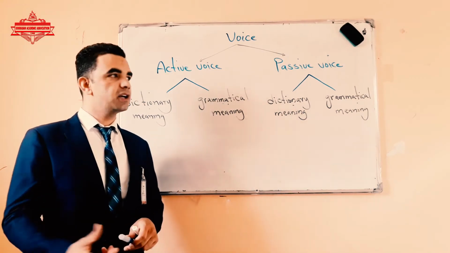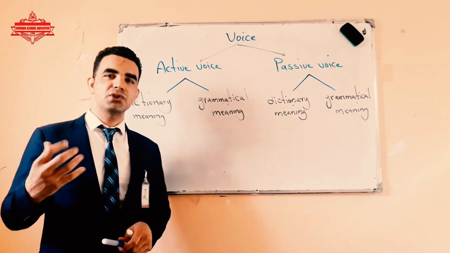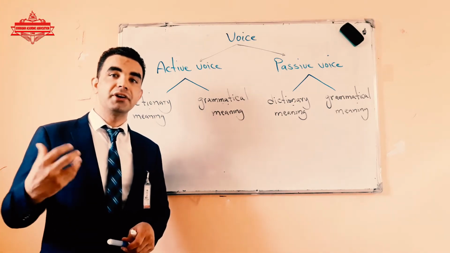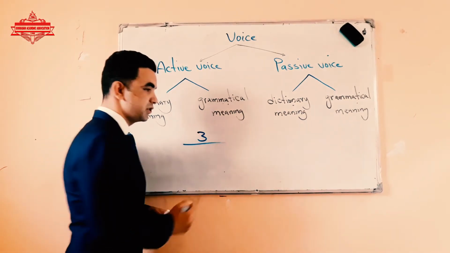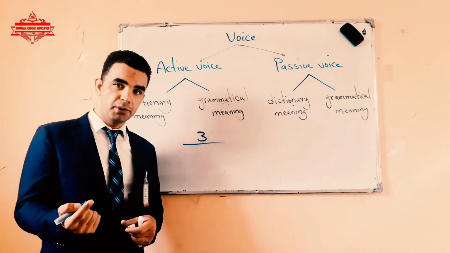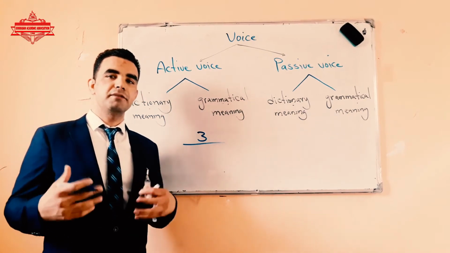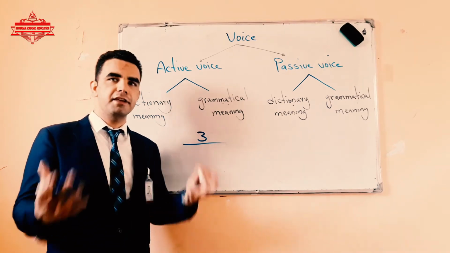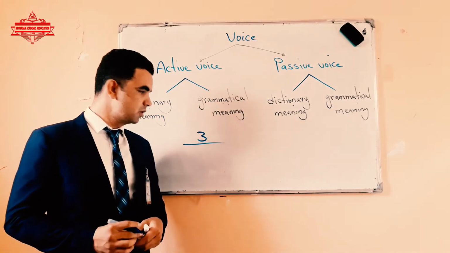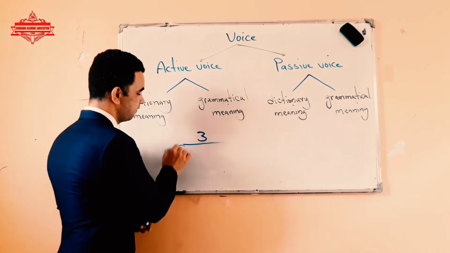As I have clarified many times, three things are really consequential for learning grammar. You have to know three things. First, you have to know the meaning of that grammar point. For example, if you want to know about voice, or about can, or anything in grammar that you want to know, first of all, you have to know the meaning of that.